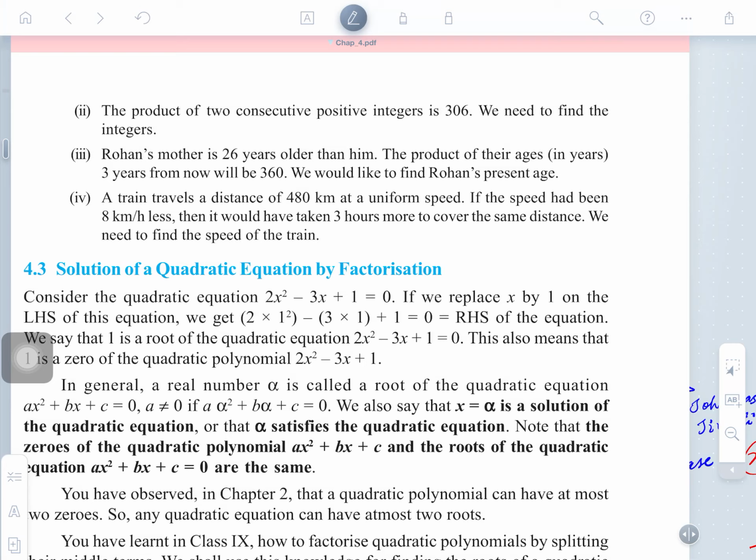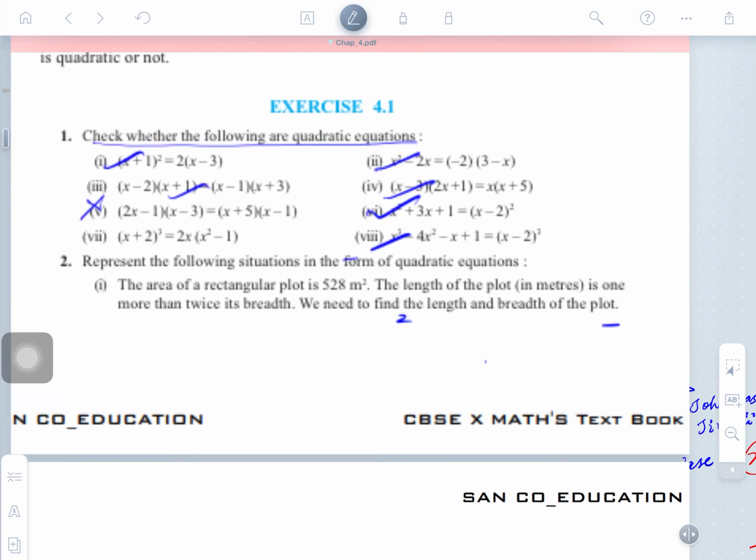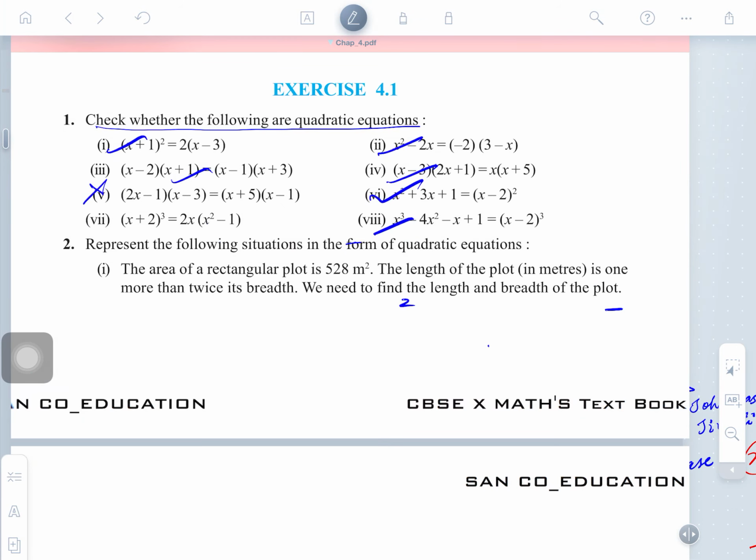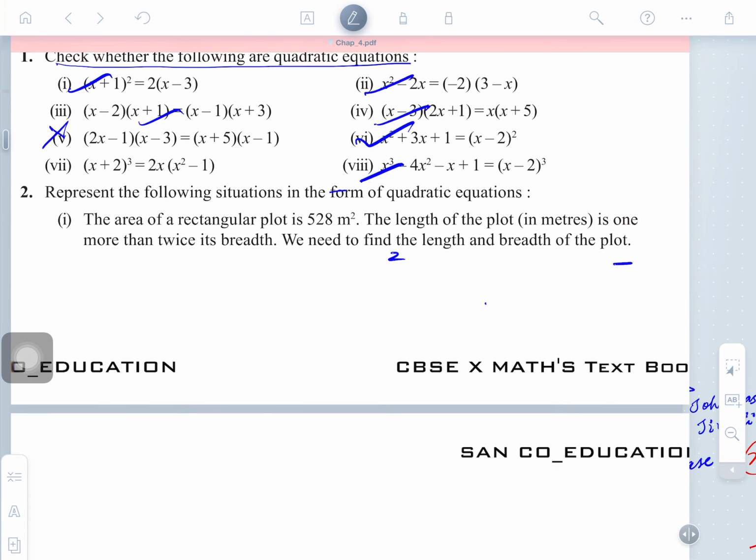I told you in chapter number 4 about constituting a quadratic equation from a word problem. The question I made you solve yesterday, question number 2, the first part of that: represent the following situation in the form of a quadratic equation. The first question I gave as an assignment, and some of the students have asked me about question number 2, part 1, so I am telling that question now.